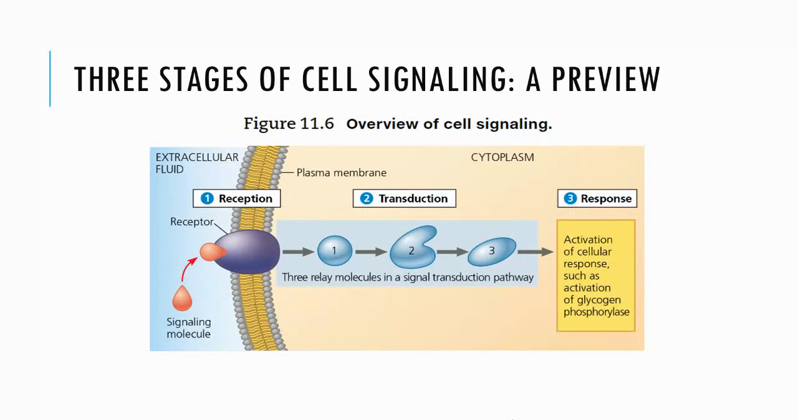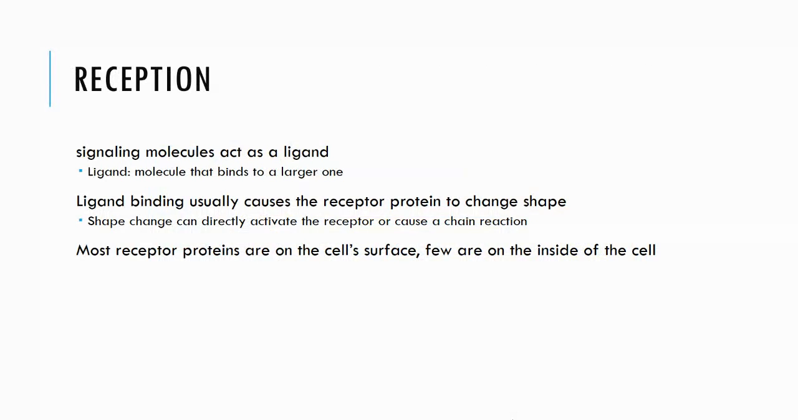This is our overview picture. We have something binding to a protein, this middle bit where the signal is relayed, and then finally the response. So let's start with reception. Signaling molecules act as a ligand. A ligand is any molecule that binds to a larger one.